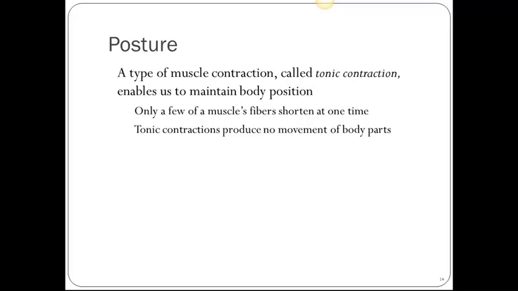Types of muscle contraction called tonic contractions enable us to maintain body position. Only a few muscle fibers shorten at one time. Tonic contractions produce no movement of the body parts.